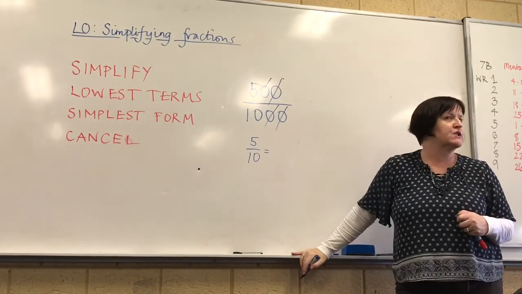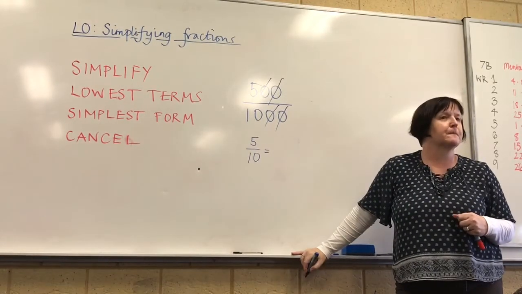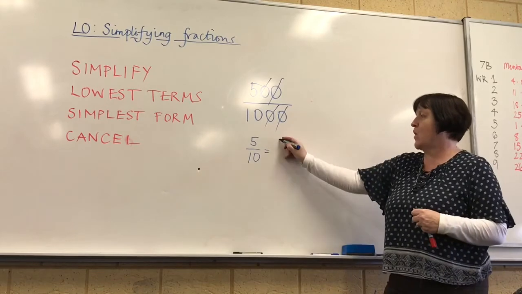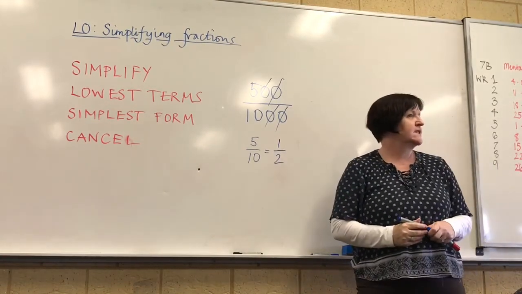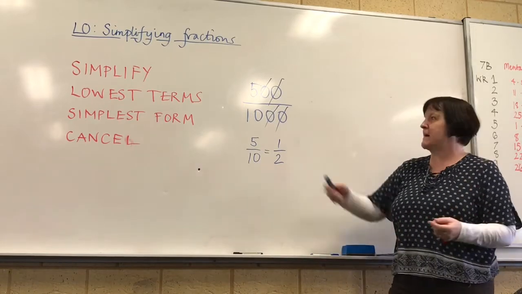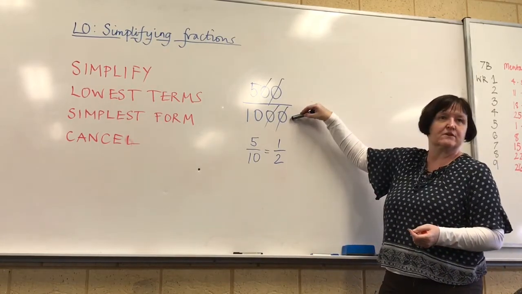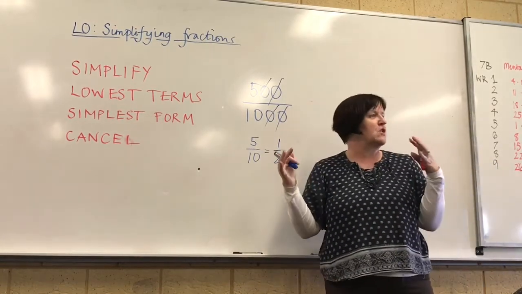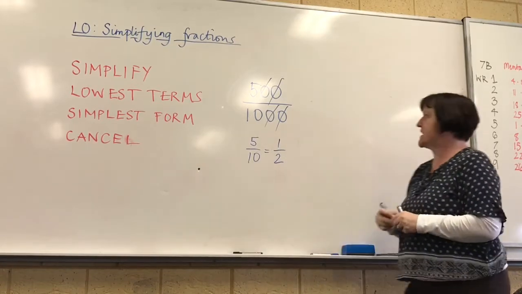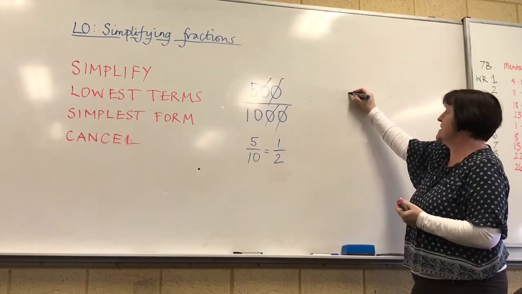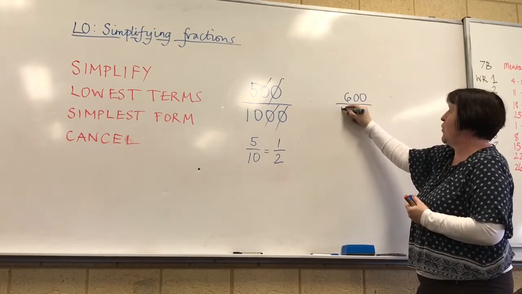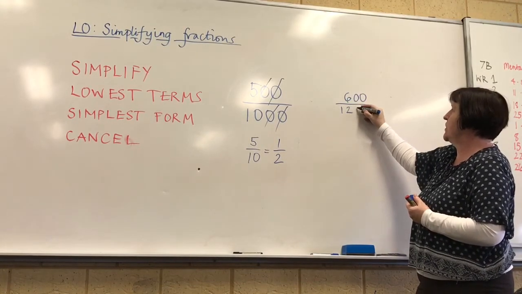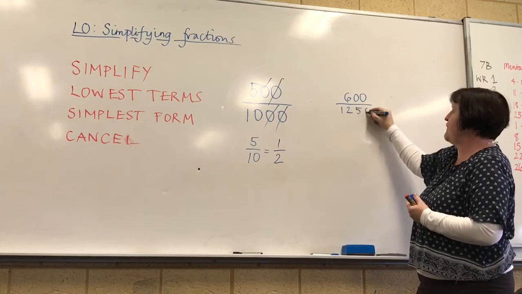And what can I do then, Talon? It's a half, yeah, because there's 1 5 in 5 and 2 5s in 10. Okay, and you might have realised that because 500 is half of 1,000. But I wanted to show you how you can do it in various stages. So something like this, for instance, 600 over 1,250.